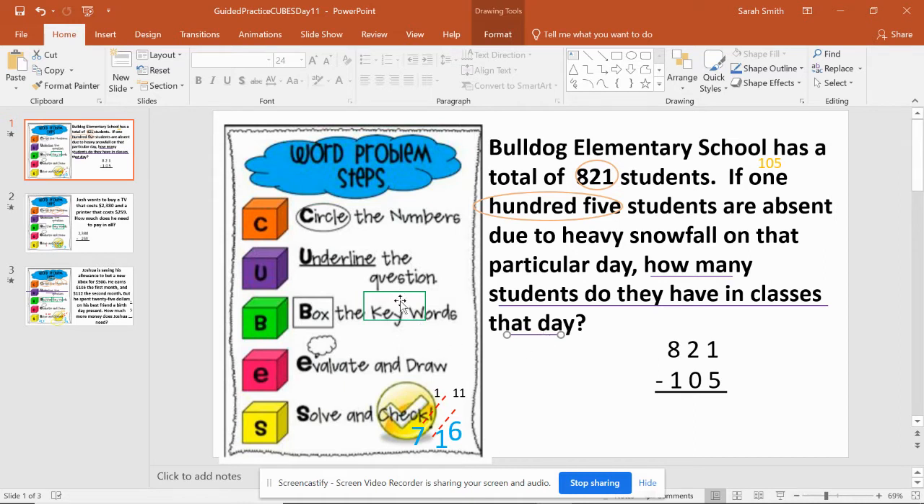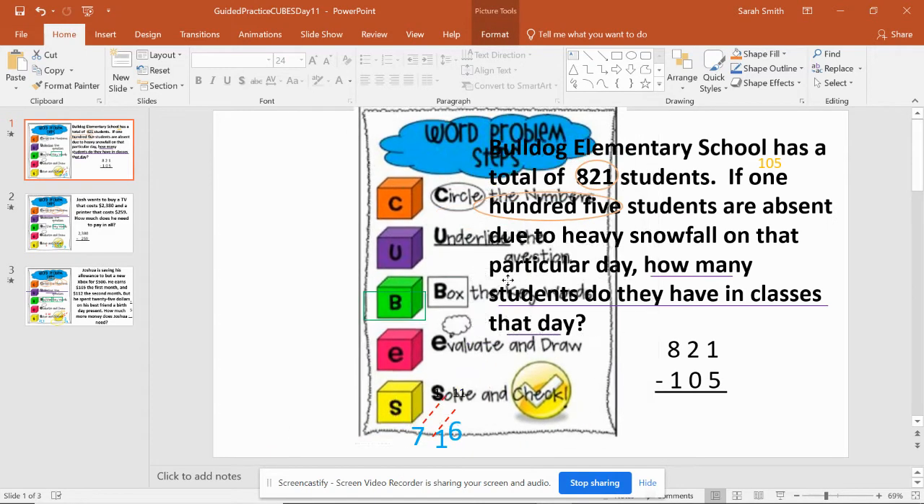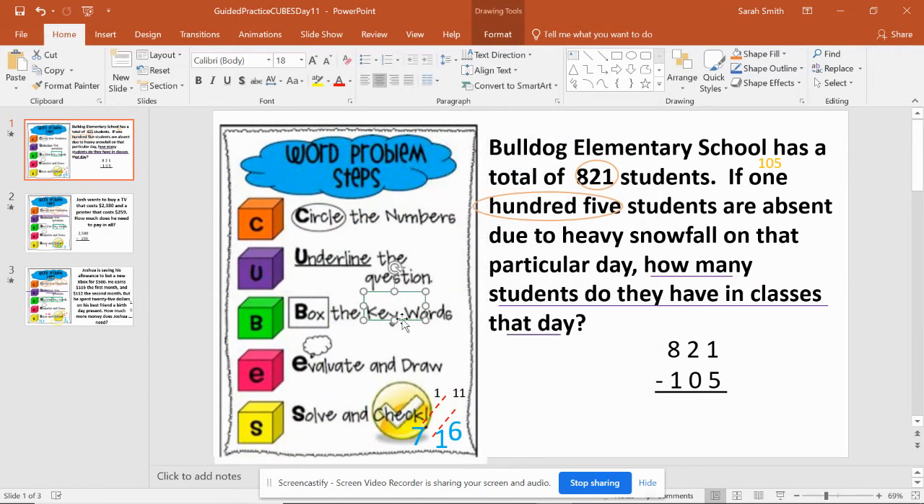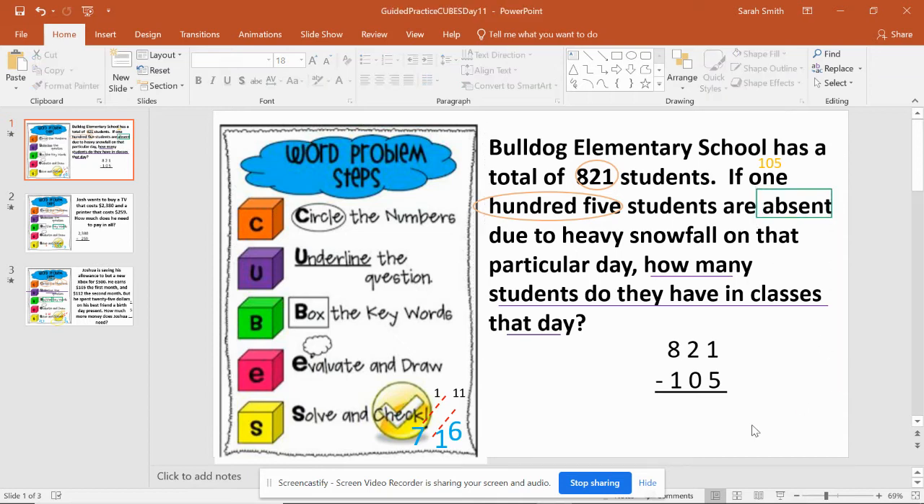The box is going to be, what is the keyword that tells us what we're doing here? You just have to be patient with it, guys. The word that sticks out to me is the word absent, because absent means that would be subtraction because you're taking away. So that's something to think about also. All right, so then we've now circled the numbers. We've underlined the question. We've boxed the keywords. How many could be another one, but that's pretty given.